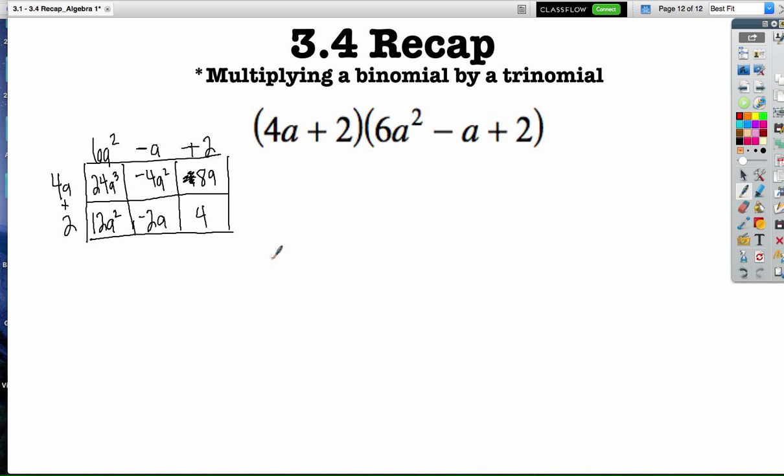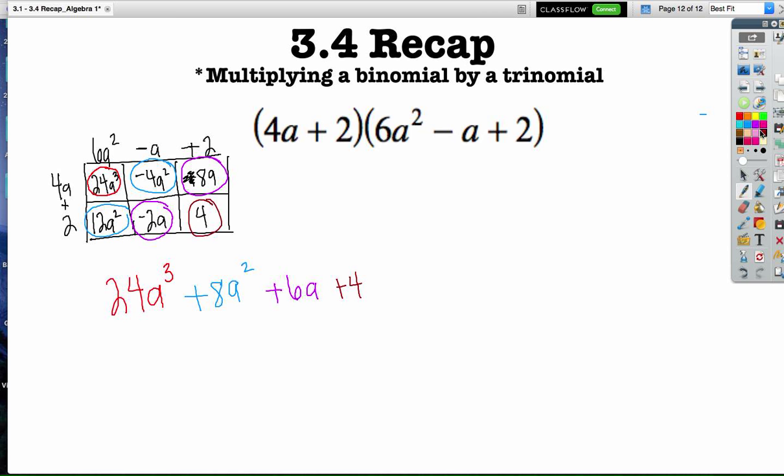And so looking for like terms, only one of the terms has an a to the third power, so we've got 24a to the third power. And then we have two terms with an a to the second power, so 12a squared minus 4a squared leaves us with a positive 8a squared. And then two terms here have the a to the first power, so we've got negative 2a, and then we also have a positive 8a, so 8 minus 2 will leave us with 6a, and then all we have left is the constant of 4, so plus 4 at the end.